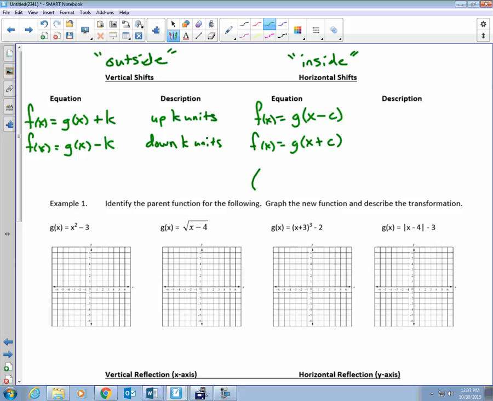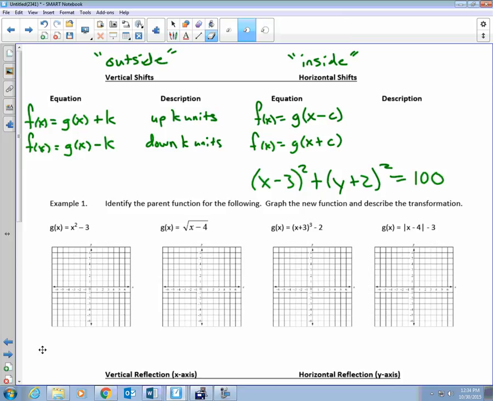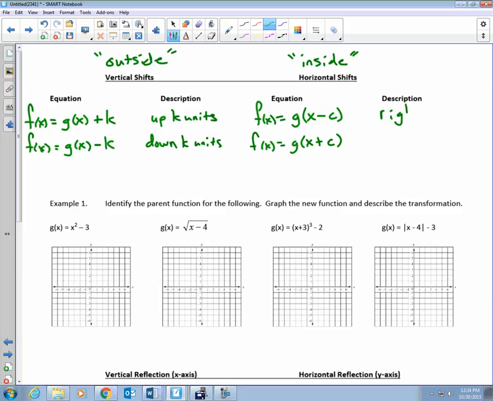You remember when we did this? X minus 3 quantity squared plus y plus 2 quantity squared is equal to 100. What shape did that make? It was a circle. Where was the center of that circle? 3, negative 2. Opposite of what you think. Horizontal shift right here, opposite of what you think. So when it's on the inside, it's opposite of what you think. So therefore, if you see a minus c like that, it will be to the right c units. And if you see a plus, it would be left c units.